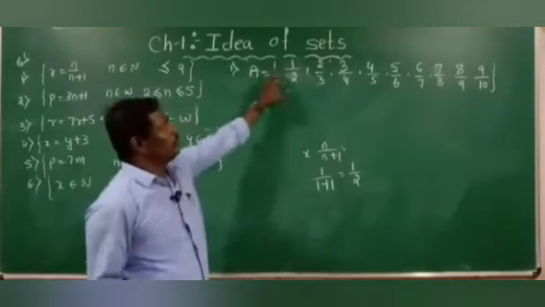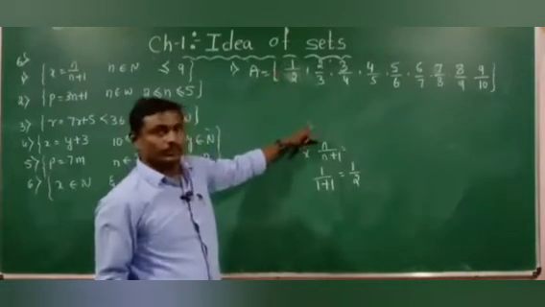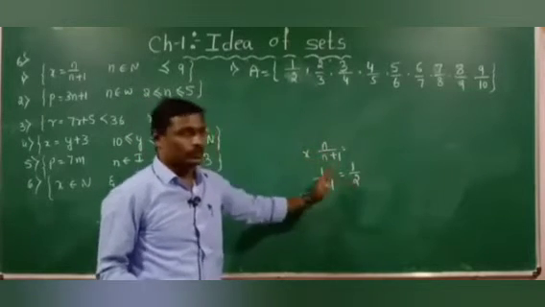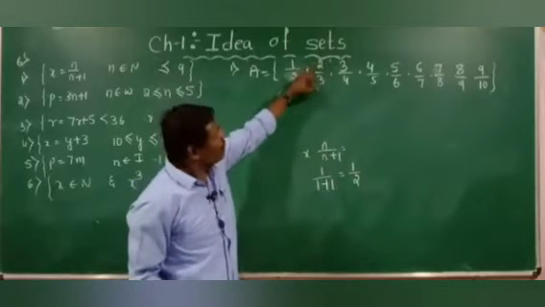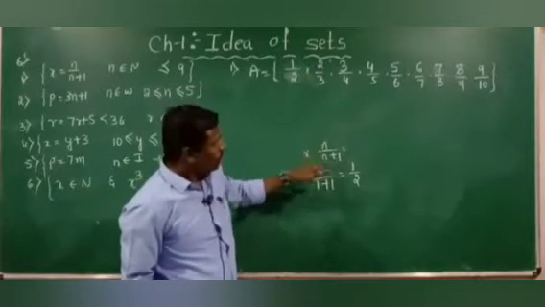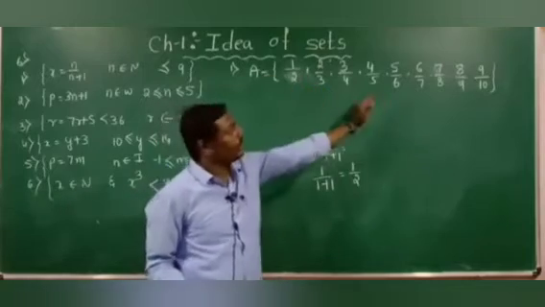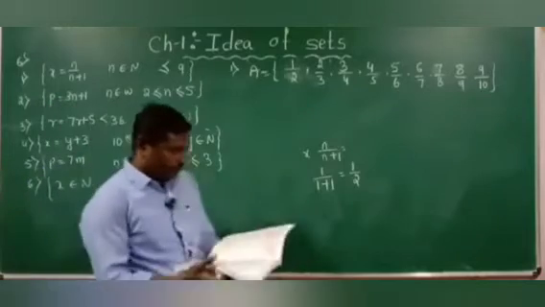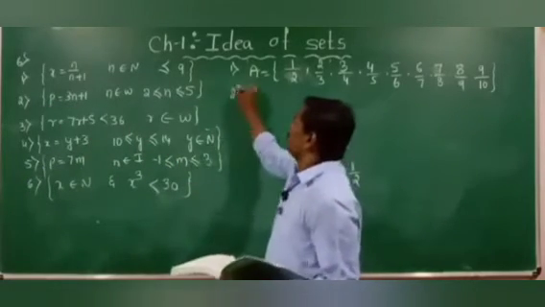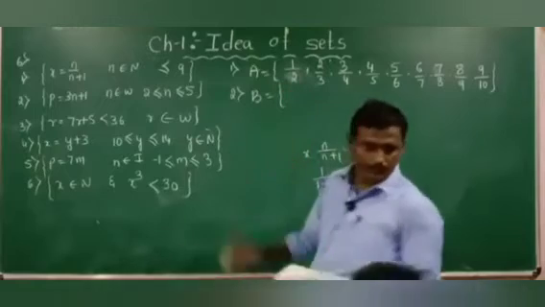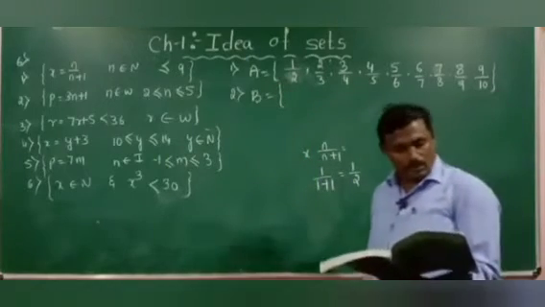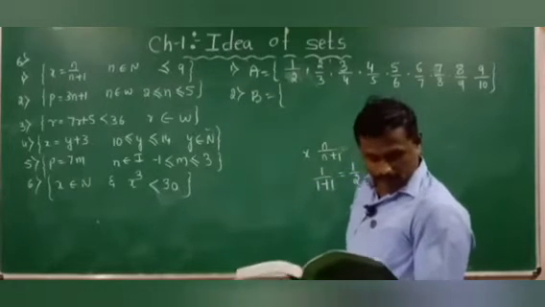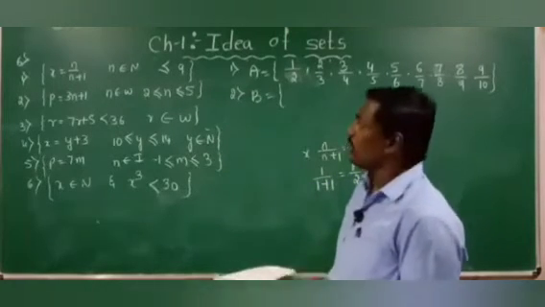Just we are changing the n value. If n is equal to 1, then 1 divided by 1 plus 1 is 2, so 1 by 2. If n is equal to 2, then 2 divided by 2 plus 1 is 3. Like this we are writing the whole series of the first set. Next one, second question, set B. Set B, what does it say? Set B is P is equal to 3n plus 1.